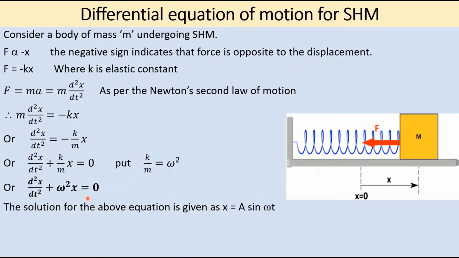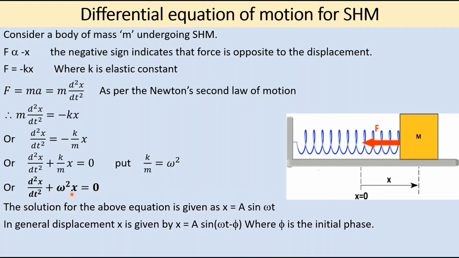Now the solution of this differential equation, meaning what should satisfy this equation, is x is equal to a sine omega t. If you differentiate this equation twice with respect to t and substitute here, you will get the same equation. So this is a particular solution of this differential equation. The general solution is x is equal to a sine omega t minus phi.